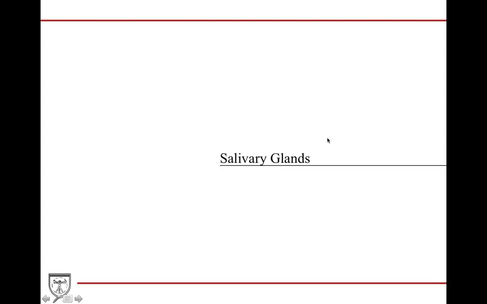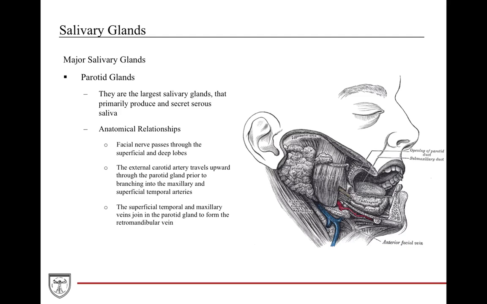So now we're going to mention the salivary glands. There are actually quite a lot of salivary glands. They're divided into your major salivary glands and then your minor salivary glands. One of the major salivary glands, and the largest, is the parotid gland, and it produces serous saliva. It has important anatomical relations to mention that we'll just go through right now.